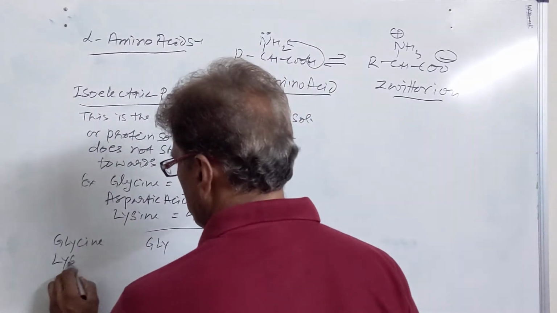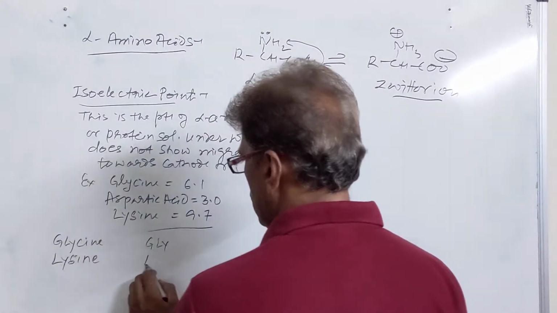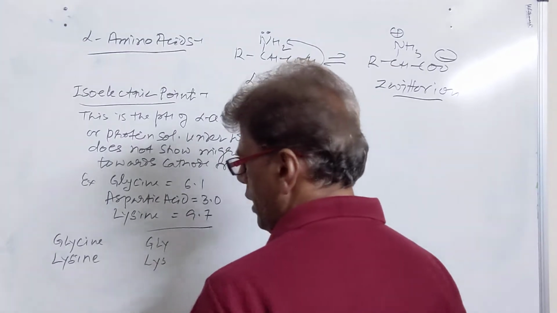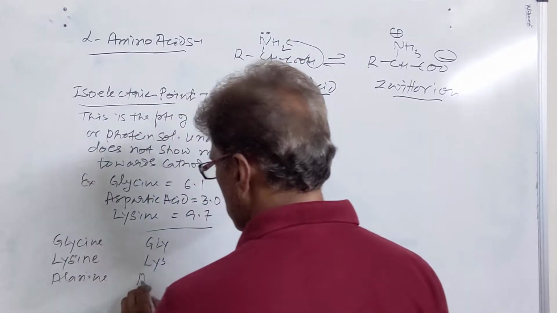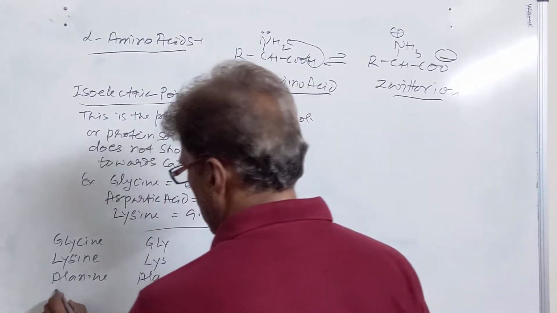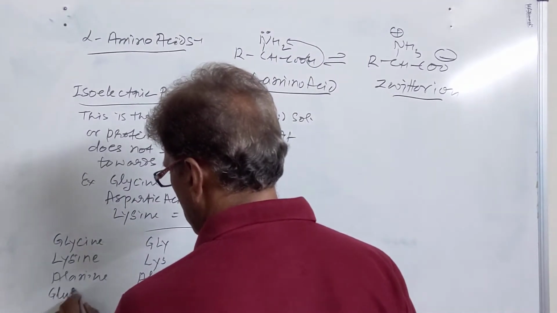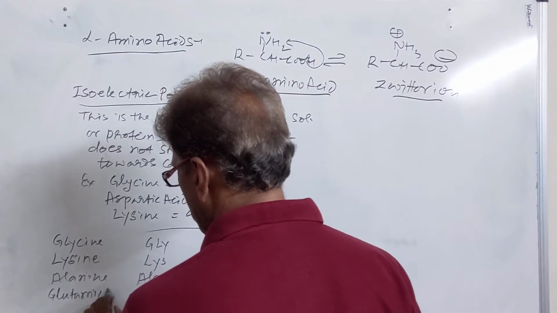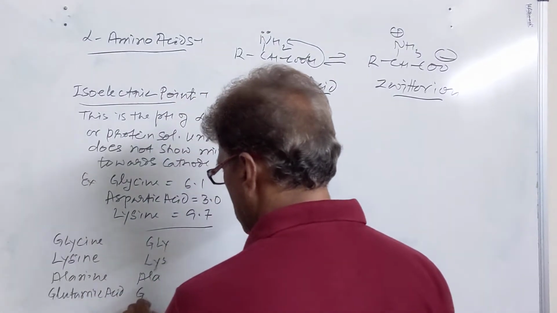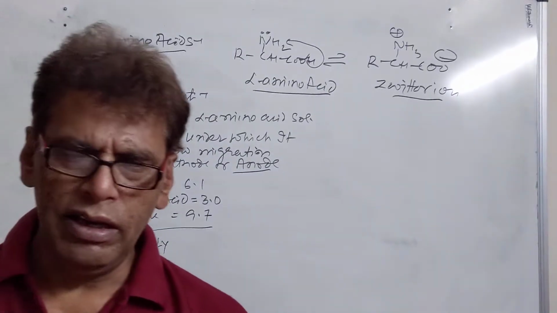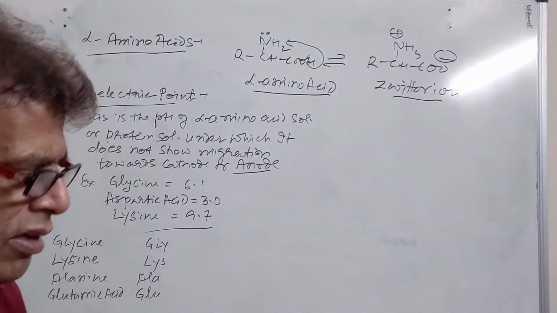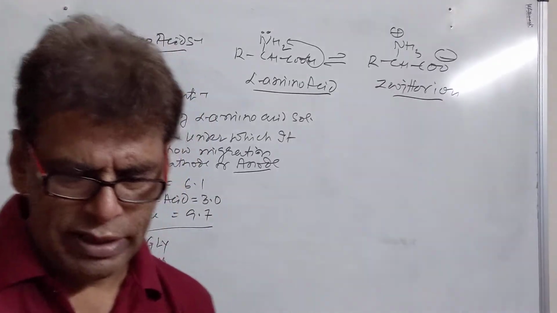We have lysine, so its abbreviation will be LYS. We have alanine, abbreviation will be ALA. We have glutamic acid, abbreviation will be GLU. So the first 3 letters are generally taken. If the third letter is repeated, then we take the fourth letter.